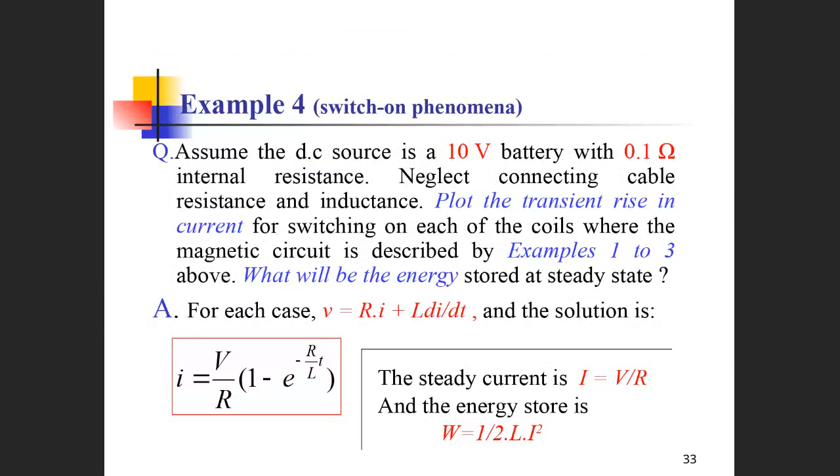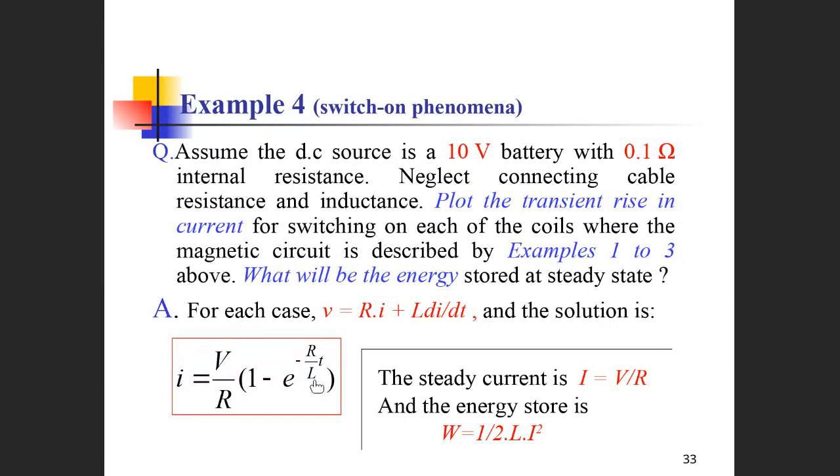For example, in examples 1, 2, and 3, if you apply a voltage of 10 volts from a battery with an internal resistance of 0.1 ohms, you can neglect the connecting cable resistance and inductance. You can plot the transient rise in the current for switching on each of the coils when the magnetic circuit is described by examples 1 to 3 above. That means in examples 1 to 3, you have the resistance R and the inductance.